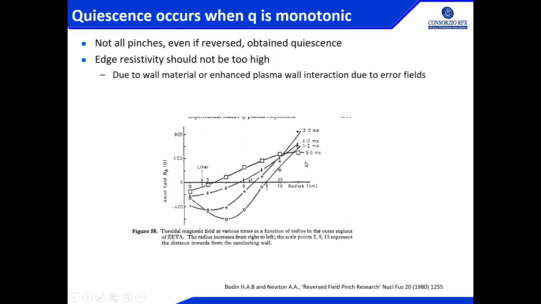The point is that it was not occurring in all pinches, because not only Zeta, but also another couple of devices tried. They obtained reversal, but they did not obtain quiescence. And it later resulted in the fact that even if you reverse, what we are seeing here is the q profile, but reversed, so the outer side is on the left. You need to have a programming and an edge that allows the q to be monotonically decreasing, so that it is not unstable to this interchange. While in other machines, very likely the q still had a minimum there, allowing the instabilities to grow.